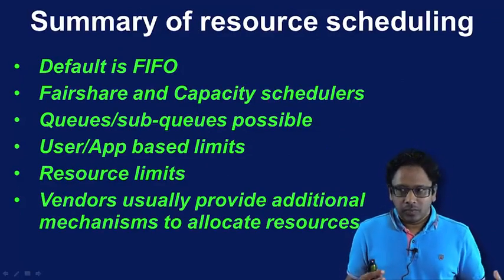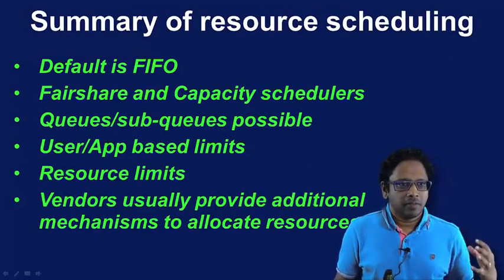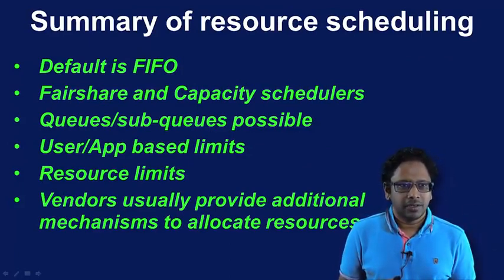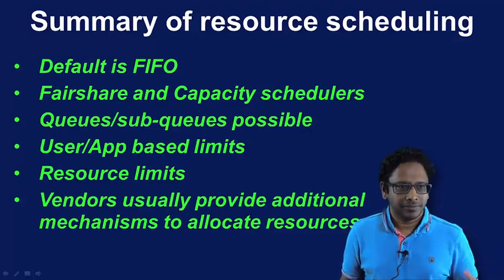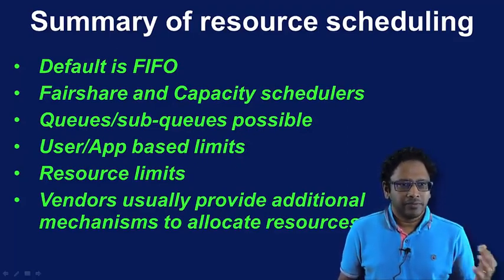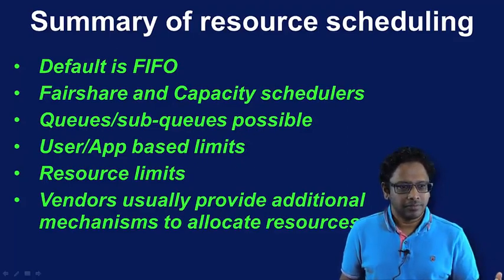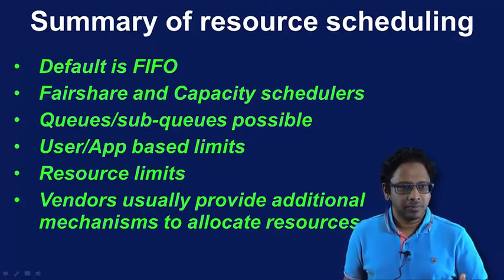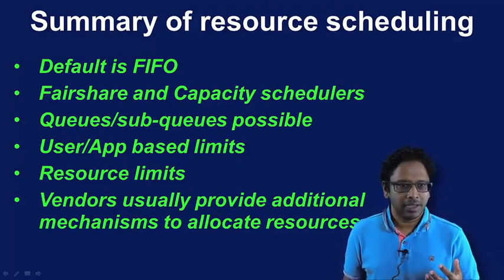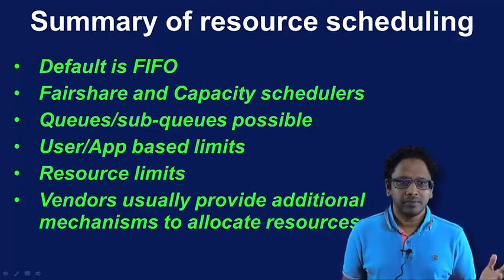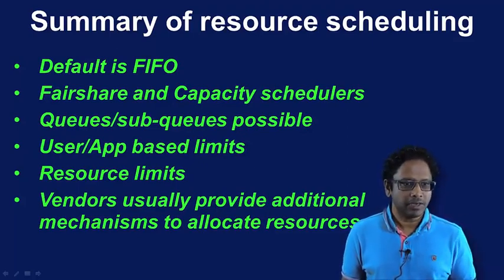So to summarize what we learned, the default setup on Hadoop is to do FIFO, that's first in, first out. But we have the fair share and capacity schedulers. As we saw, you can restrict based on queues and sub-queues. You can do user and app-based limits. You can do resource limits. Typically, that's memory, but you can add in CPUs.